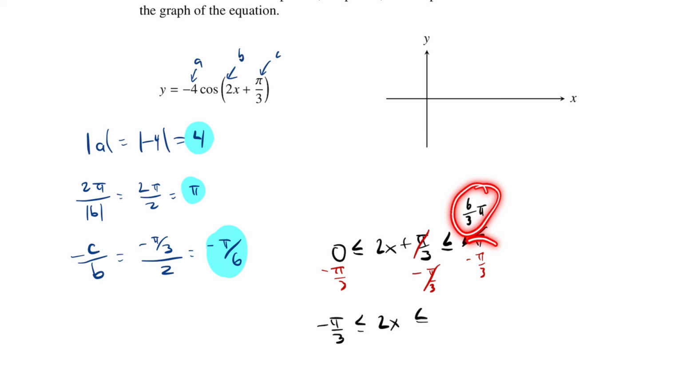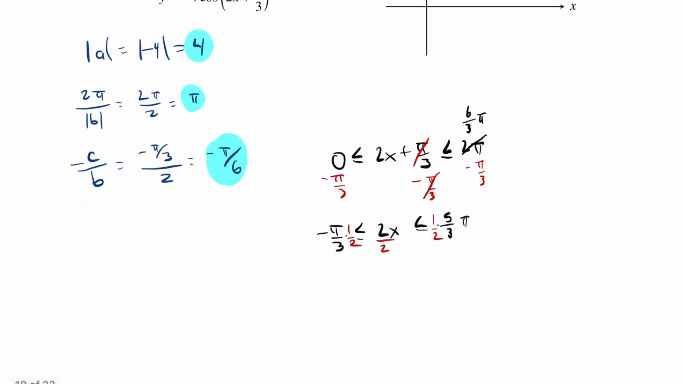And lastly, we have to divide by 2, which is the same thing as multiplying by a half. So if you do that, you're going to end up with negative pi over 6 less than or equal to x less than or equal to 5/6 pi. So I like doing it the inequality way because it's easier to see where your graph starts and where your graph ends. So let's draw that. So negative pi over 6 would be here, and 5/6 pi would be somewhere over here.